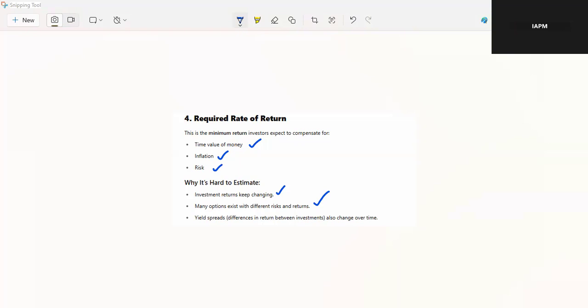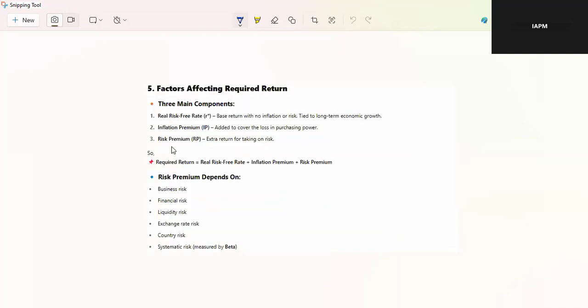There are many factors that will affect our required rate of return, but we're going to look at the three main factors. There's what we call the risk-free rate, there's what we call the inflationary premium, there's what we call our risk premium. Okay, so our real risk-free rate is often tied to long-term economic growth. In most cases, we look at our treasury bills. And inflation rate, we are looking at what adds up to cover the loss for the purchasing power. And we have a risk premium, which is the extra return for taking on the risk.